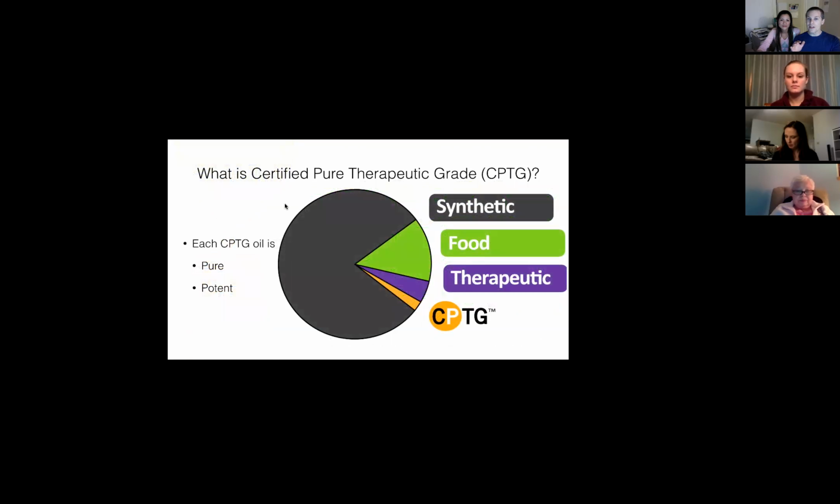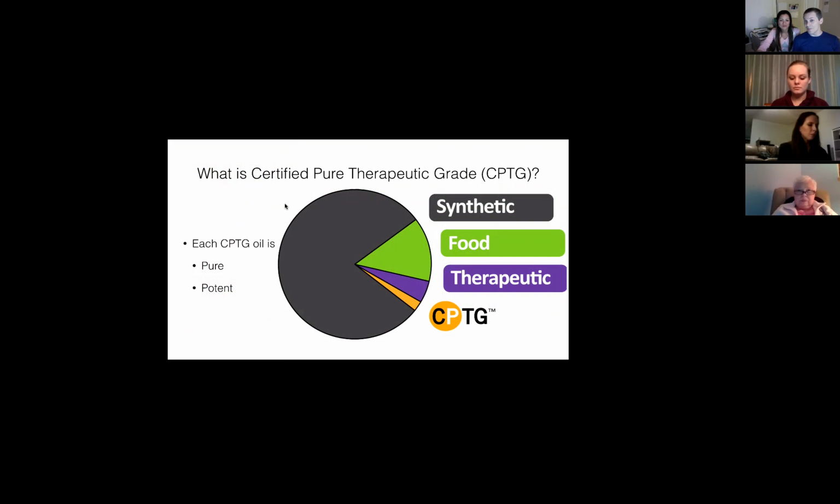Now it's important that the essential oils that we're talking about tonight are certified pure therapeutic grade. So what does that mean? Most of the essential oils on the market out there are synthetic. They're made in a laboratory. Sometimes they can be dangerous, caustic. You definitely can't use them in all the different ways that we're going to talk about today.